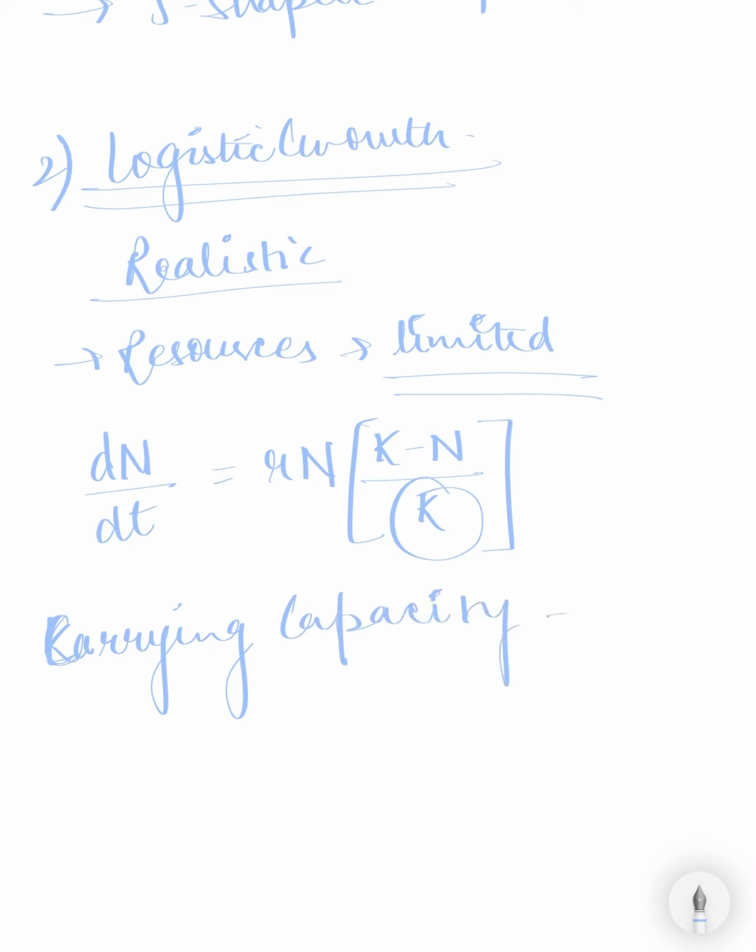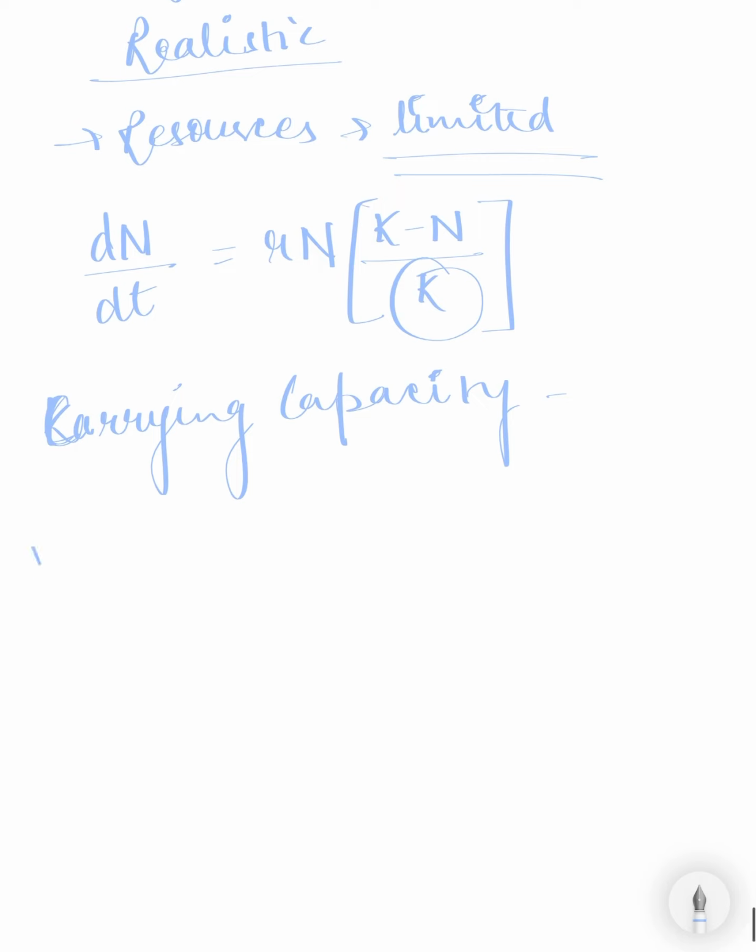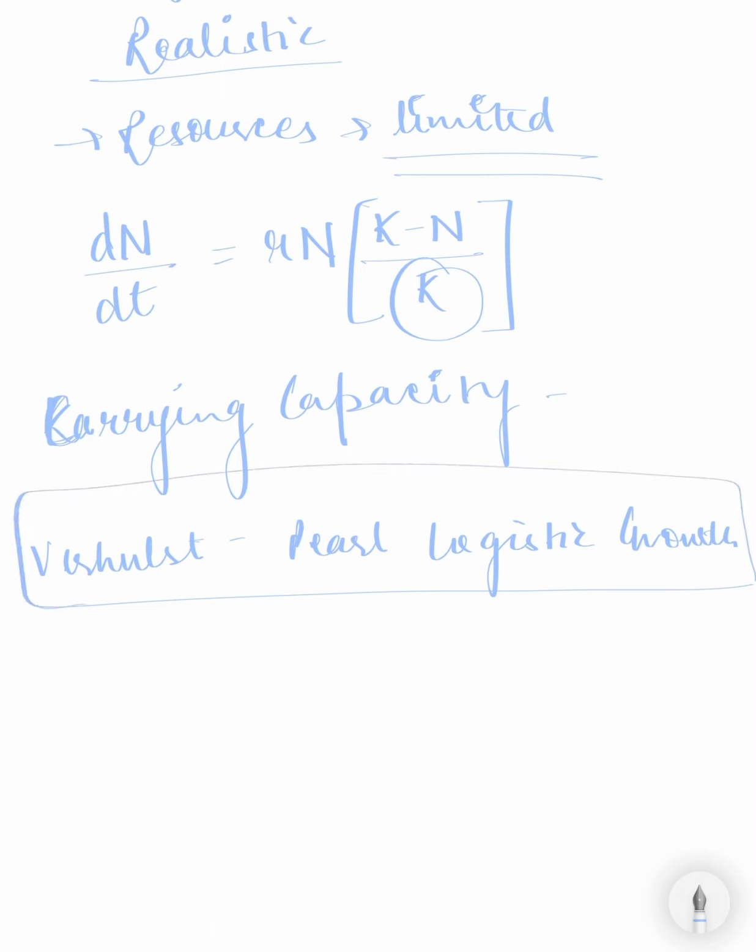Carrying capacity means every environment or habitat has some limited resources so that it can support a particular maximum number of individuals. This is called carrying capacity. This equation is also known as the Verhulst-Pearl logistic growth. This is very important because sometimes in the board exams they can ask about this equation and you have to write about the logistic growth only.